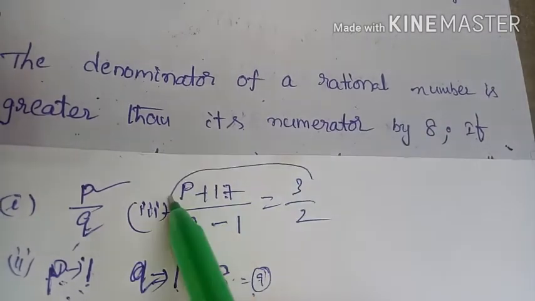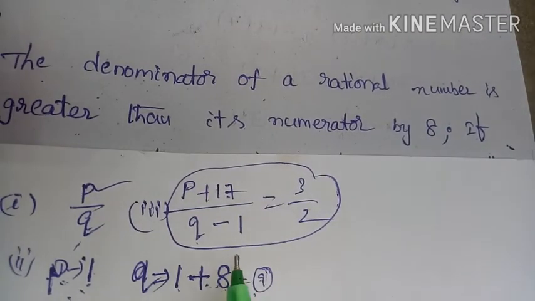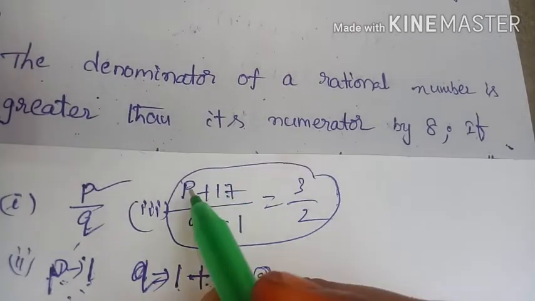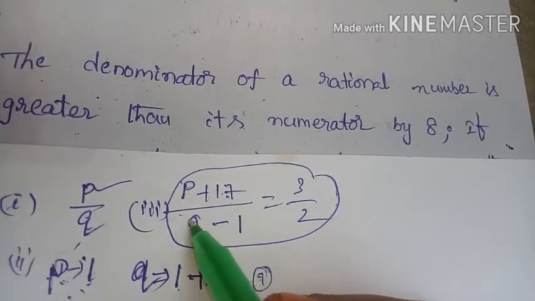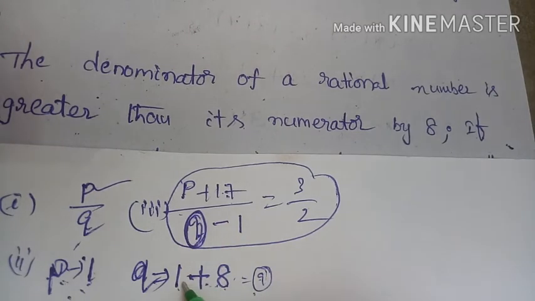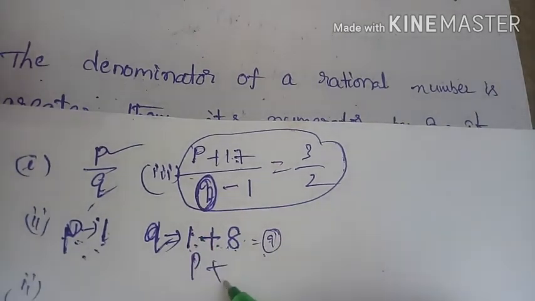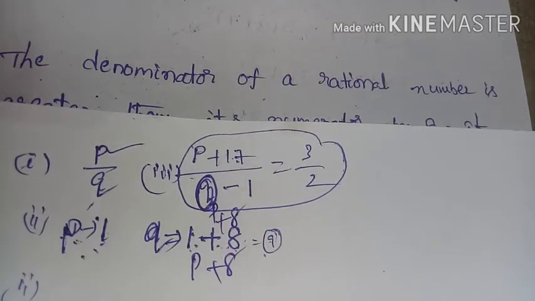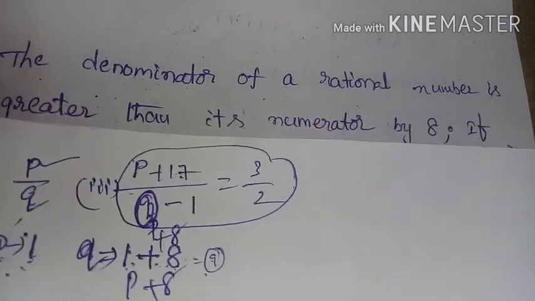So it is our equation. That means where p is equal to 1, the q value is p plus 8. Okay, p plus 8. In this way we have to find the answer, we have to form the equation. Clear or not? Once again I will repeat this one.